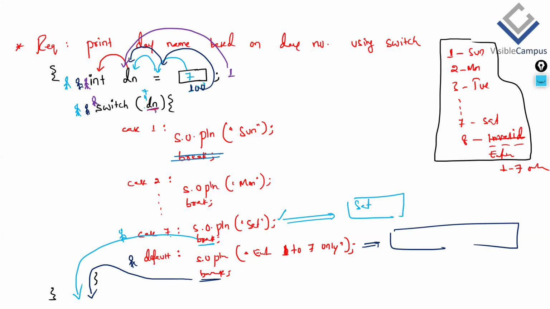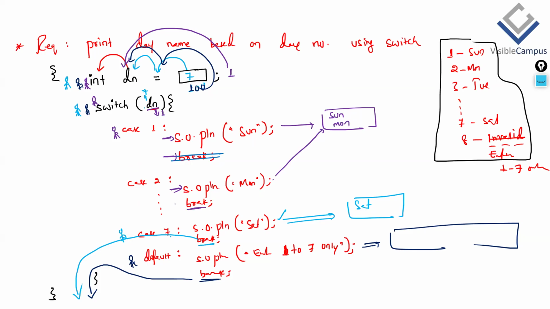Correct? The third scenario, where again JVM comes to switch first. Then here dn has the value 1. Then where should JVM jump to? Case 1. Then it executes this line of code. So because of this, what output are we going to get? Sunday. Then what is there? What's the next line? Break is not there. Then where should JVM go? JVM will execute the remaining lines of code. Case 2. So therefore, it executes this line as well. What output are we going to get? Monday.